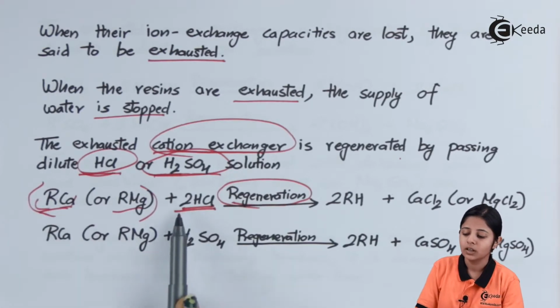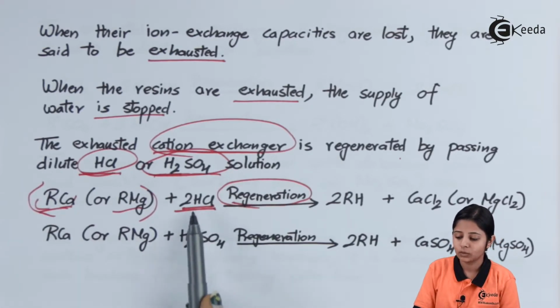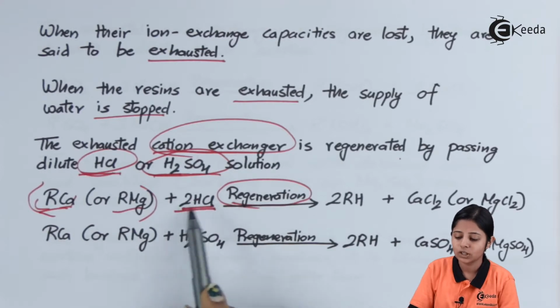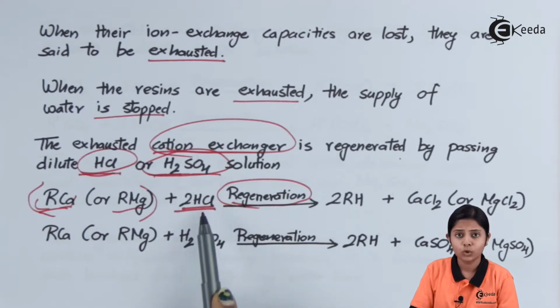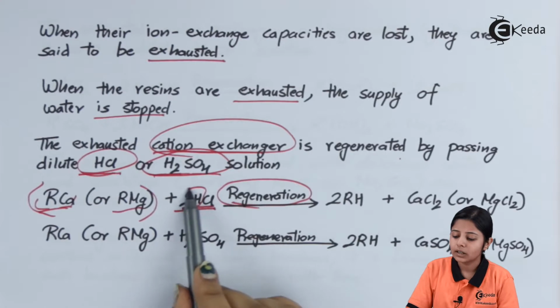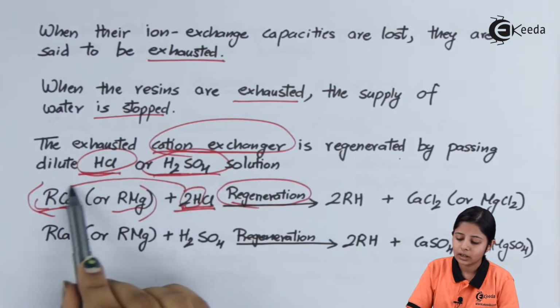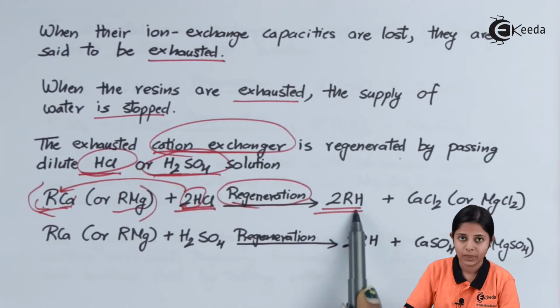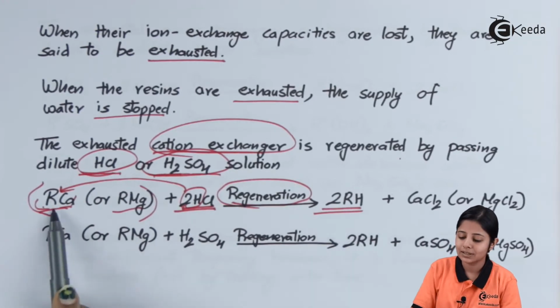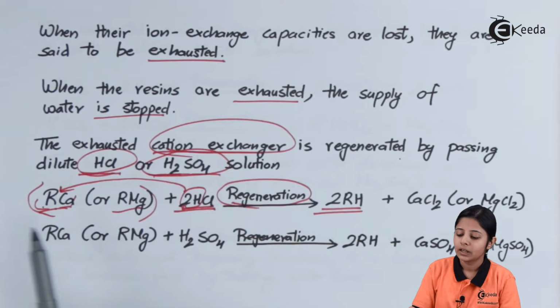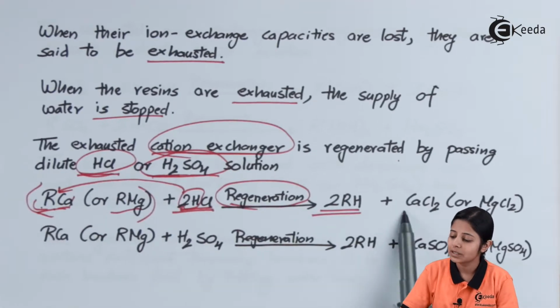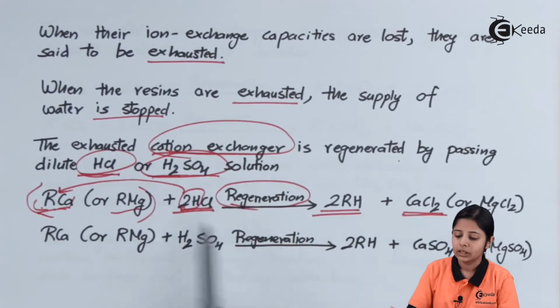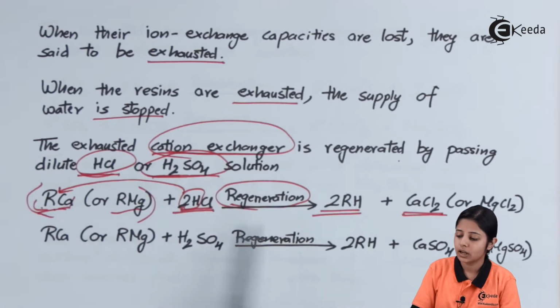Let us first take an example of RCa. This RCa reacts with this 2HCl. Now this 2HCl has 2 hydrogens and 2 chlorines. Both hydrogens go and get attached to this R, forming 2RH. What remains over here is Ca and 2Cl, and this Ca and 2Cl form CaCl2.